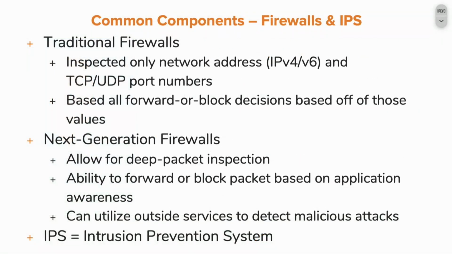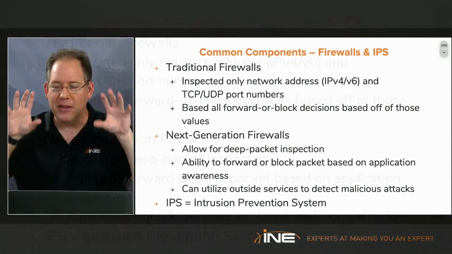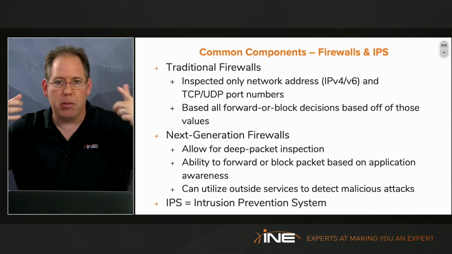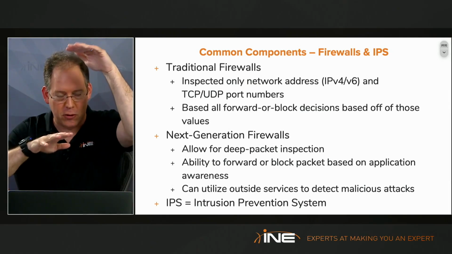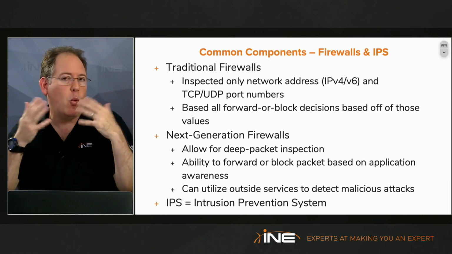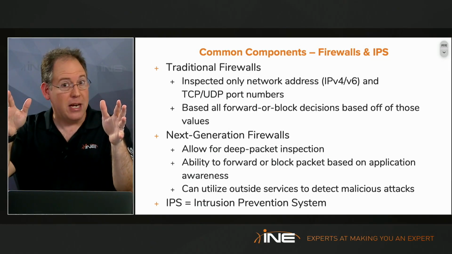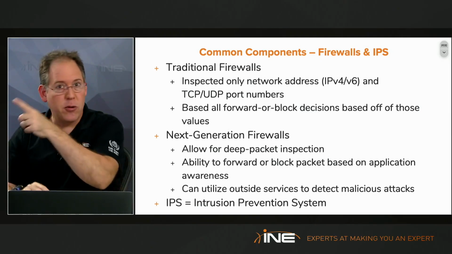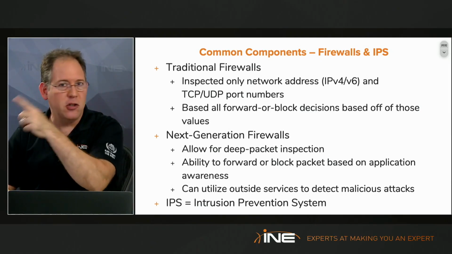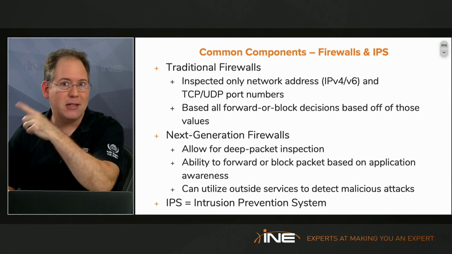Now, an intrusion prevention system. A couple of decades ago, a firewall and an IPS were two completely separate devices. You bought them separately. They were their own separate boxes. You plugged them both in, and you put them in your rack in different locations. But back in those days, a firewall all it really did was decide to forward or block traffic based on addresses, like a traditional firewall. That's all it did.